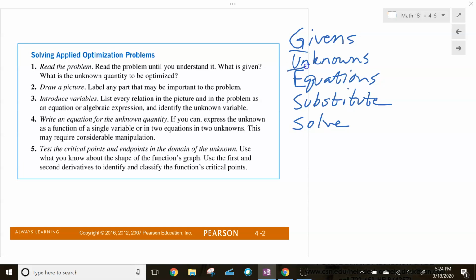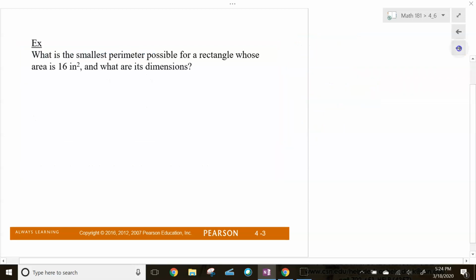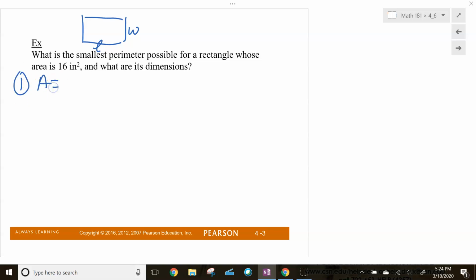So again, I like to guess when I do my story problem. Let's talk about what's the smallest perimeter possible for a rectangle whose area is 16 square inches. With a rectangle, we've got length and width. What are our givens? Well, we're given the area, which is length times width. That's 16 square inches. 16 is length times width.